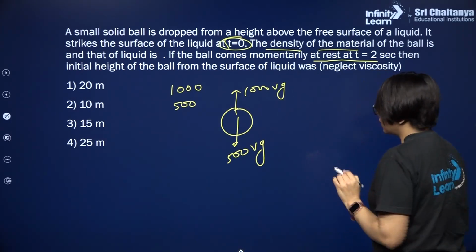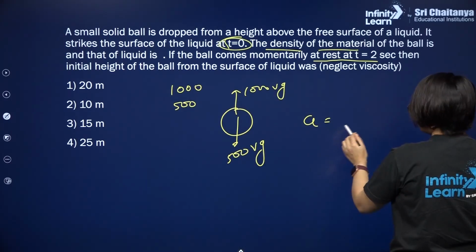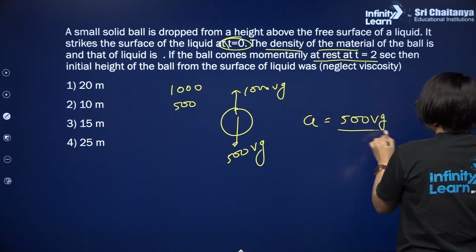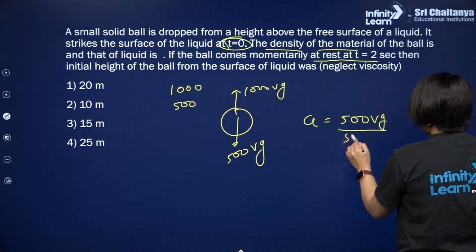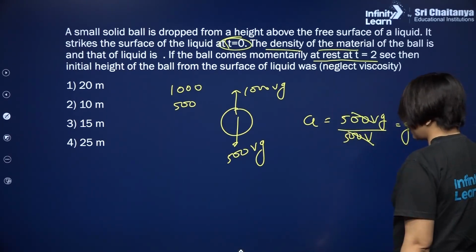So acceleration of the ball over here is equal to net force, which is 1000 Vg minus 500 Vg, that is 500 Vg. So it is 500 Vg divided by total mass of the ball, that is equal to 500 V. Right. So acceleration is equal to g, but in the upward direction over here.